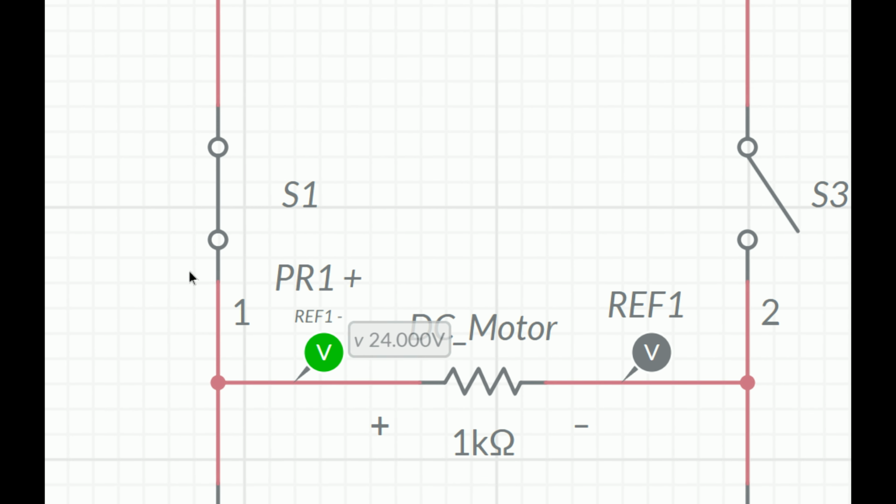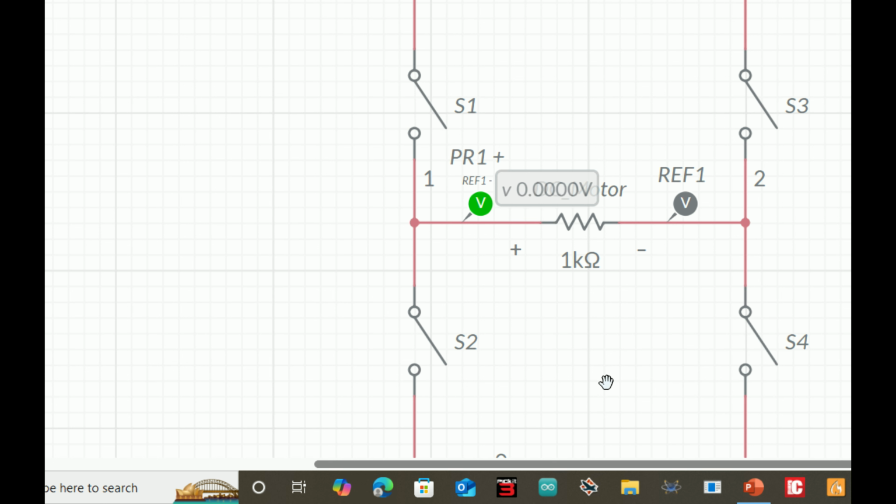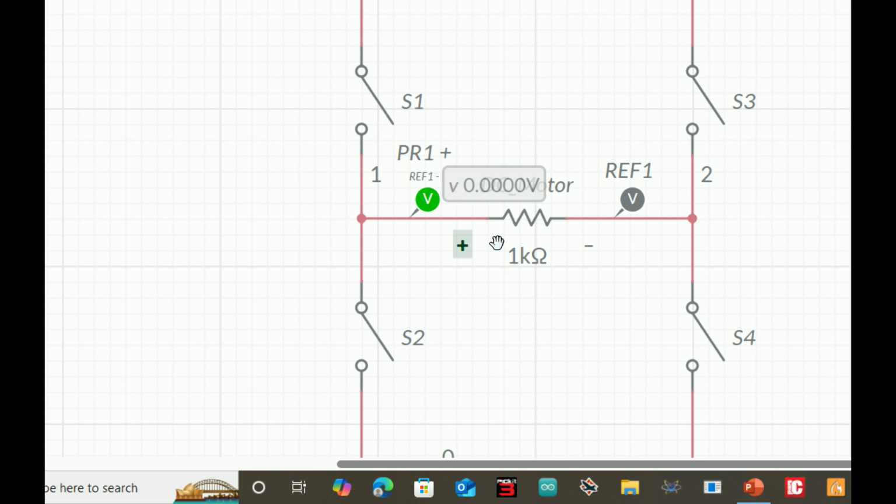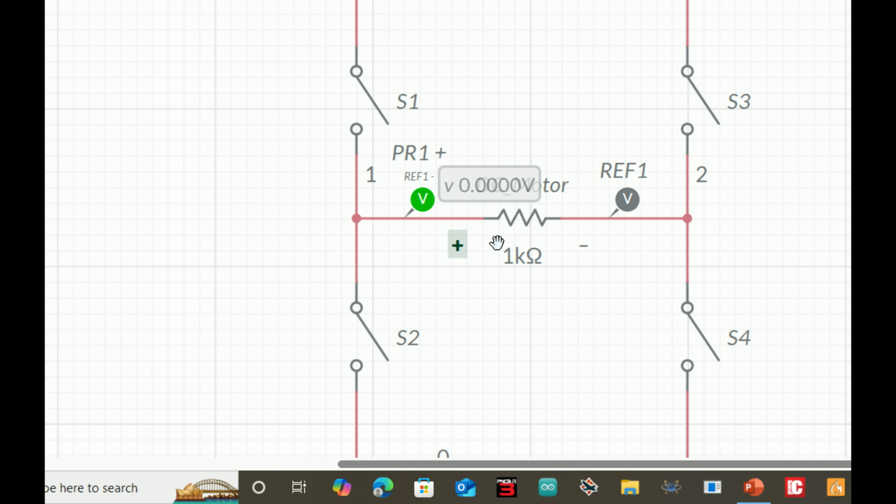Now if I want to invert the direction, I want to make it negative, I open these two switches like this, and now I want the positive to come to this side. I want the positive to be on the other side. I make this negative and I make this side positive. Now see, the positive is coming from here. Now this is the positive source, 24 volt, goes there and there.